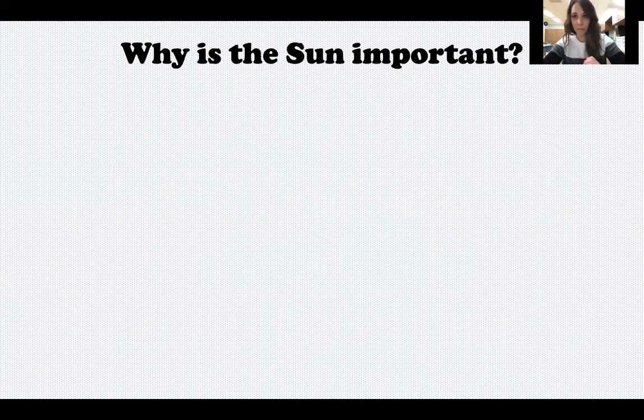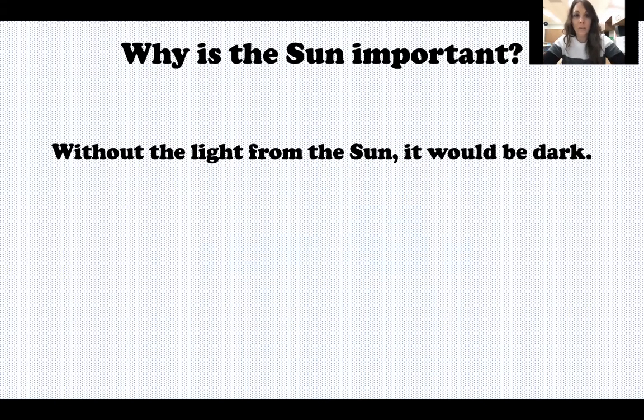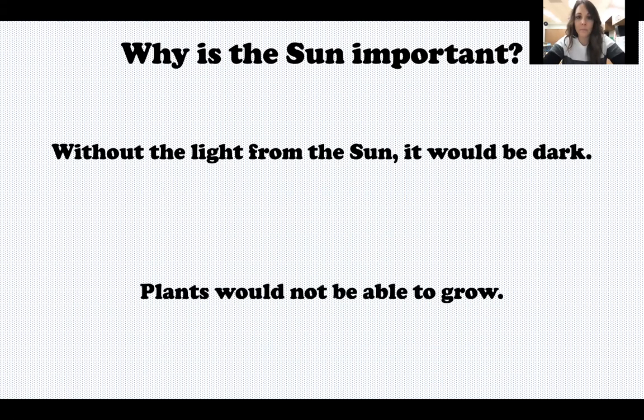Why is the sun important? I'll give you a minute, see if you can think about why the sun is important to us. Why do we need the sun? Hopefully you thought of a couple reasons. Without light from the sun, it would be dark. We wouldn't have sunlight every day, so it would just be like nighttime all the time.